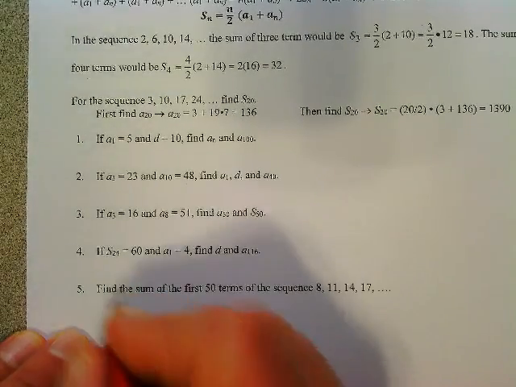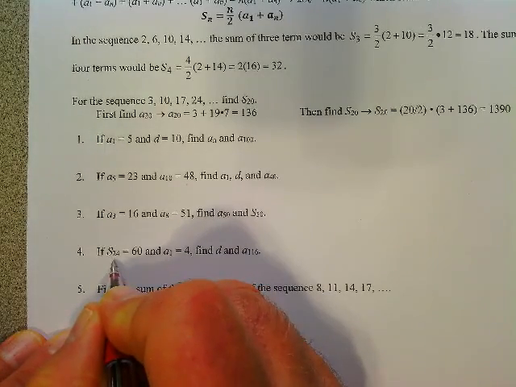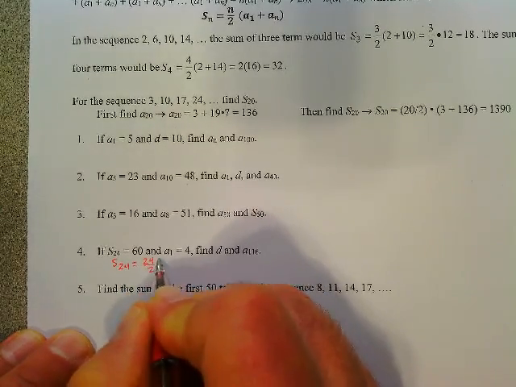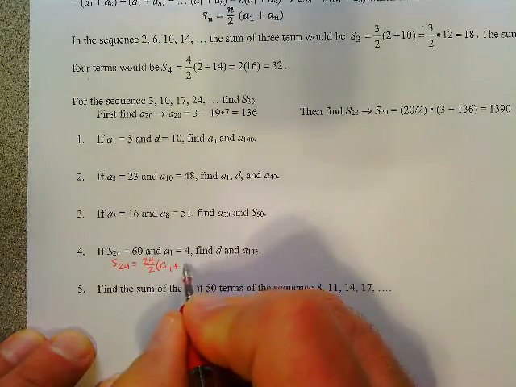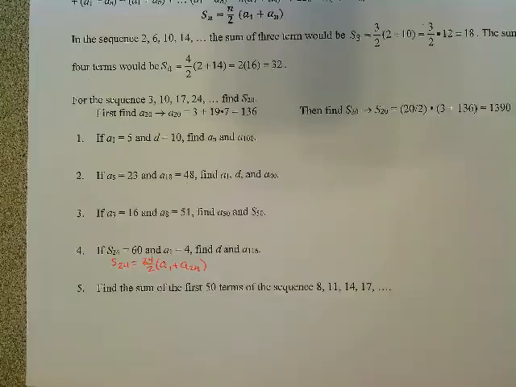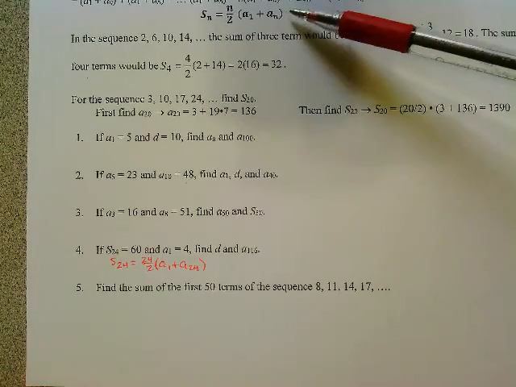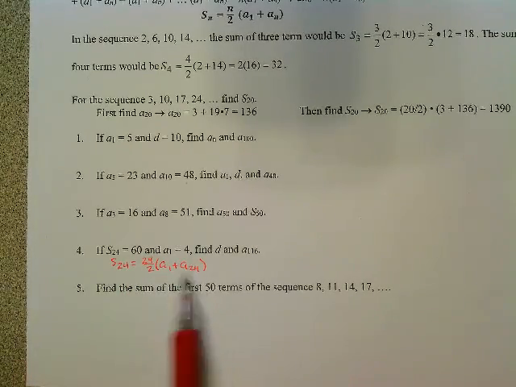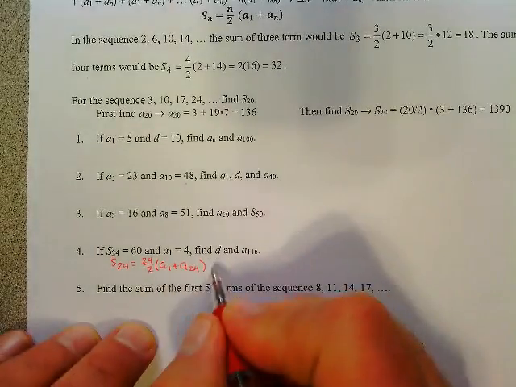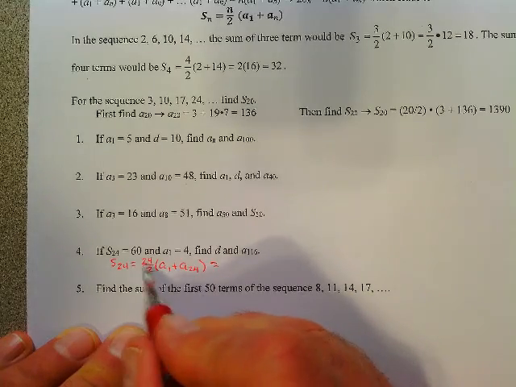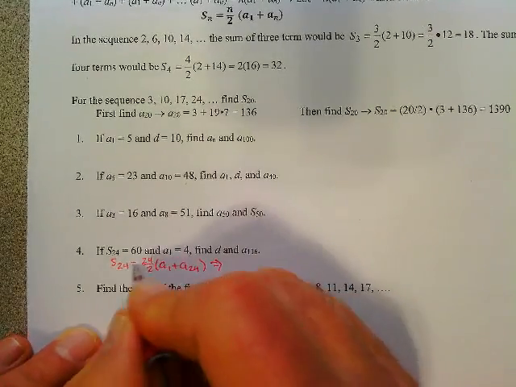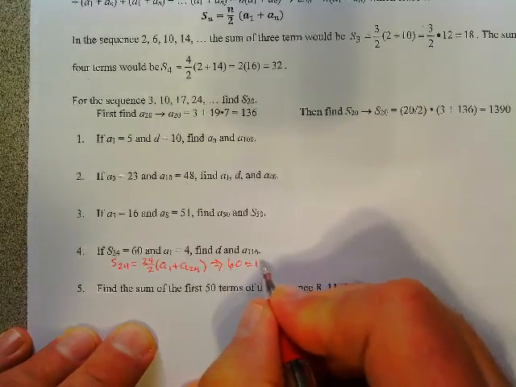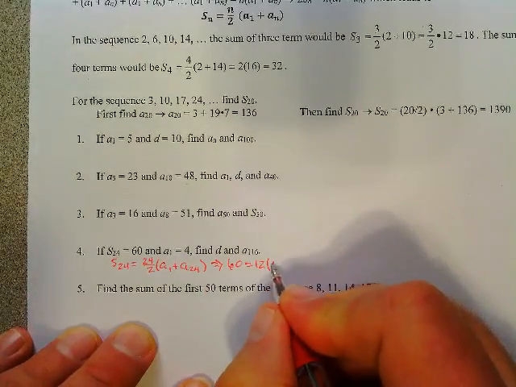So, first off, S24 has to be 24 over 2 times A1 plus A24. So all I've done is taken the general form that I had right up here. So that's what S24 is, even though I don't necessarily know what A1 and A24 are yet. That has to be true. What I know is that S24 is 60. 24 over 2, well, that's going to be 12. And then A1, I've already been told, is 4.